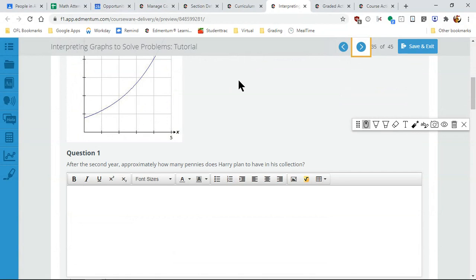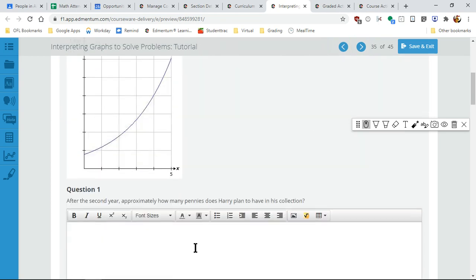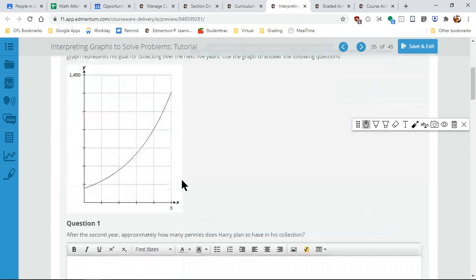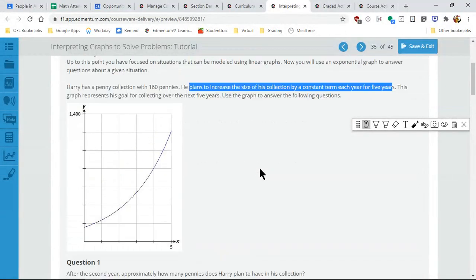All right. After the second year, approximately. So we're looking at this. Harry has a collection of this many pennies. He's increasing it for a total of 5 years. So after the second year, approximately how many pennies does Harry have?